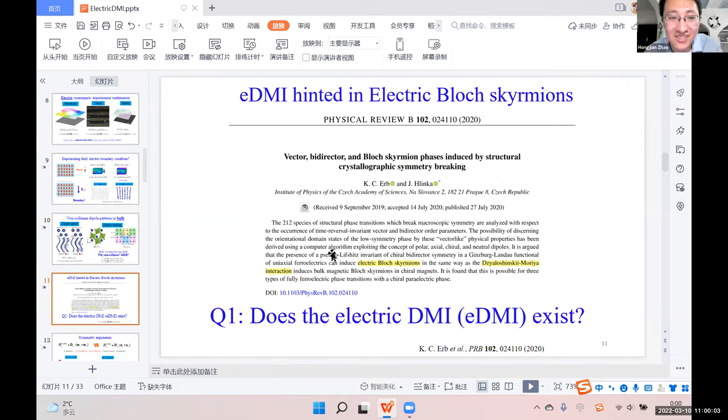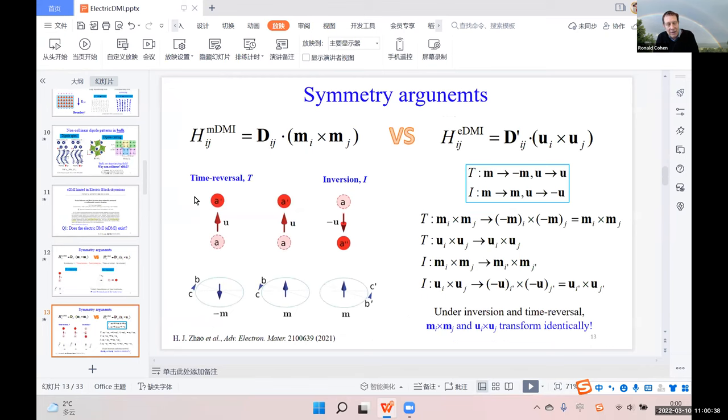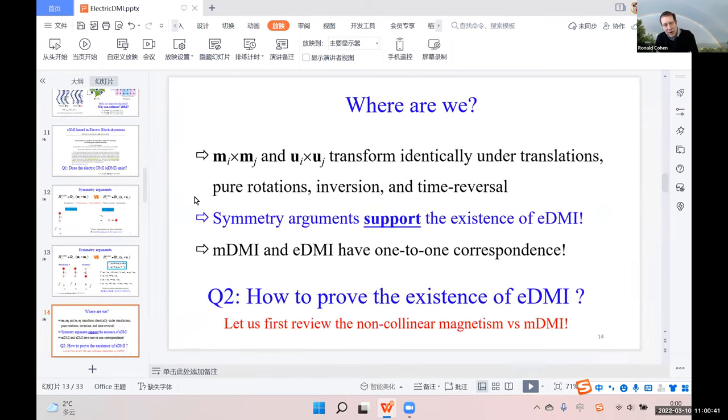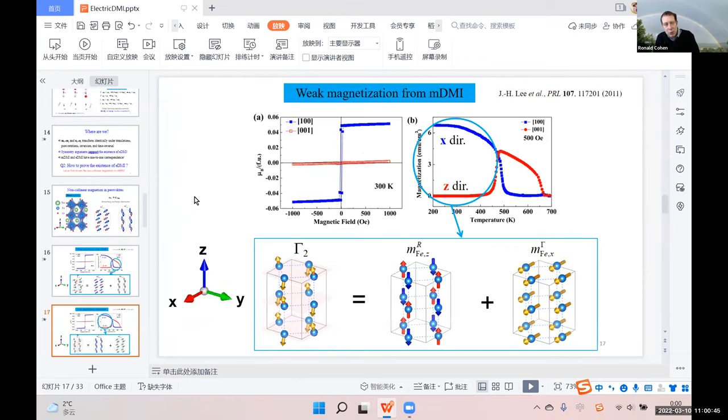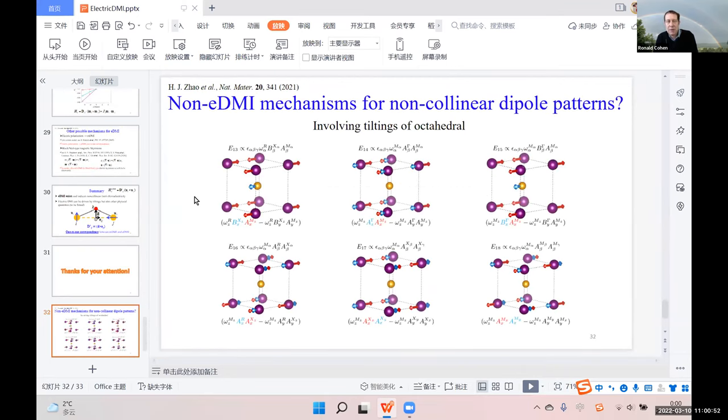I'm sorry, can you please repeat? Okay, I was just wondering if you could relate this to the conventional picture of mode coupling, like zone boundary, zone center mode coupling. Typically, what one sees is competition between tilts and ferroelectricity, so that when you have a system that wants to have tilts it's not ferroelectric, except in the improper ferroelectrics where the tilts and the ferroelectricity are related. I was just wondering if you could say something about the relationship between the electric DMI and the conventional mode coupling picture.